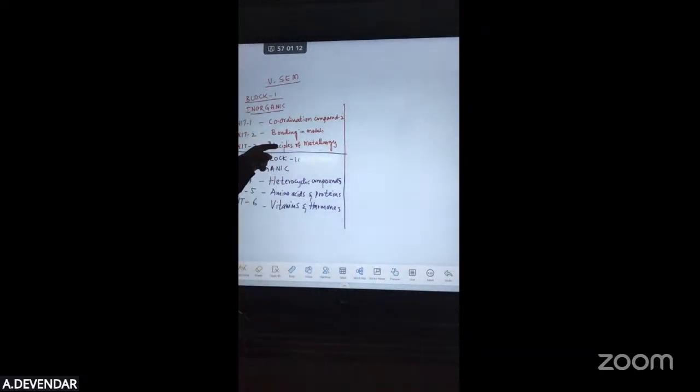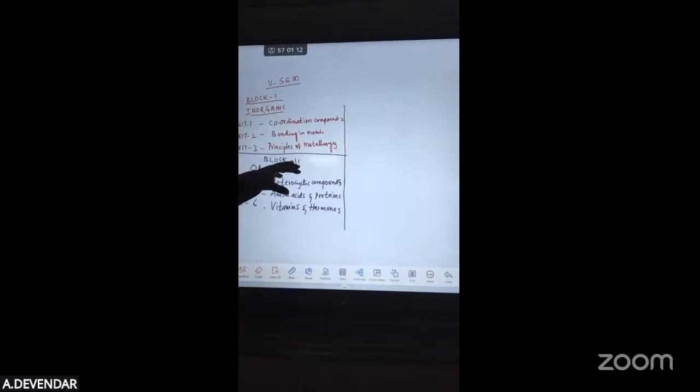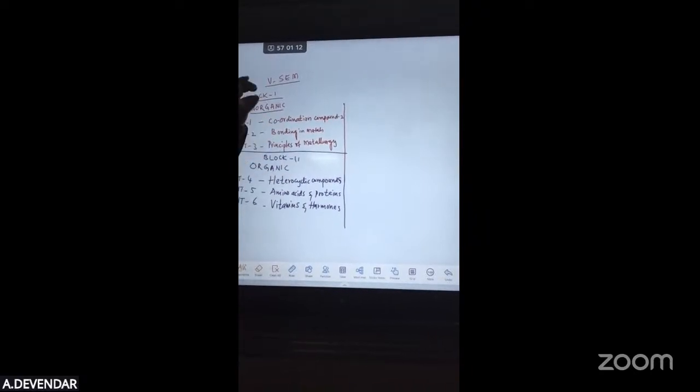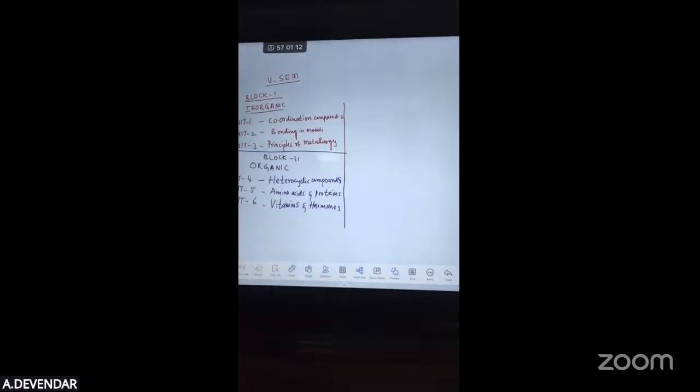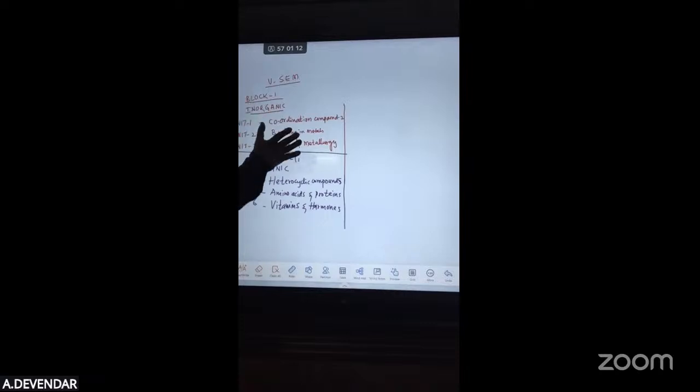And the main third unit is the principles of metallurgy. Here the principles of metallurgy consist of essay type questions. Mostly 3-4 questions are there. That means extraction of the pure metals. Extraction of pure metals like nickel, thorium, uranium will be there, and purification of the metals, what are the processes, that will be there. So this is a very important lesson in this block one, unit 3.